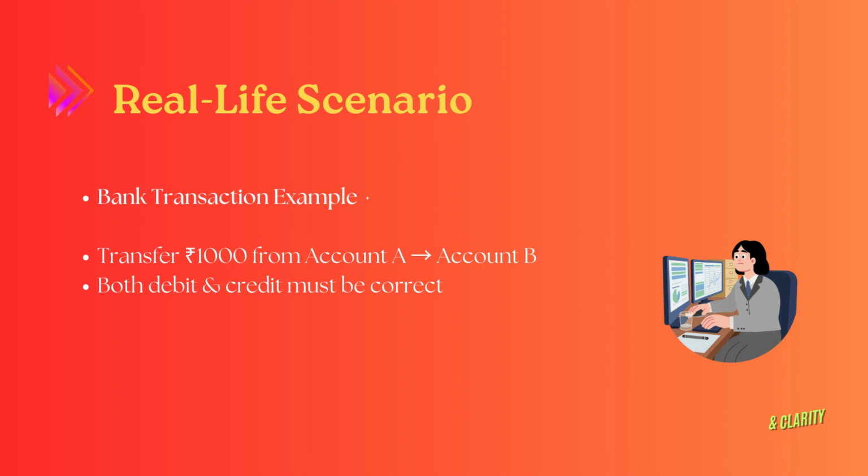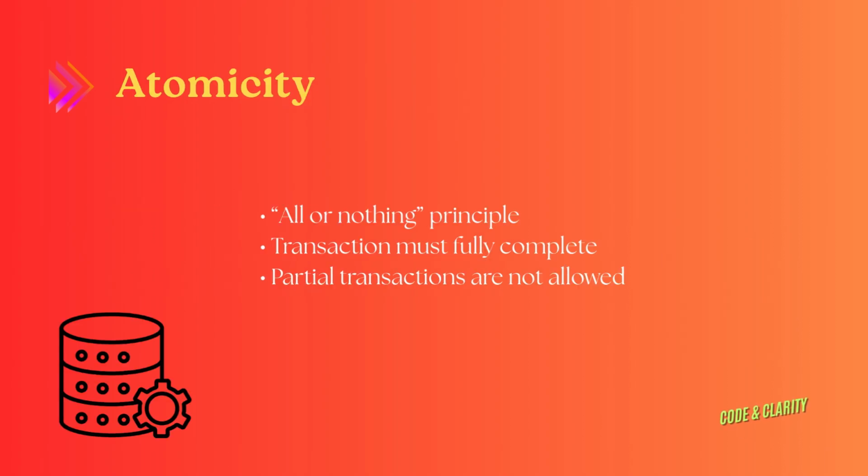The first of these ACID properties is atomicity. Atomicity means all or nothing. A transaction should either occur completely or not happen at all. Partial execution is not allowed. If even one step fails, the entire transaction must be cancelled.